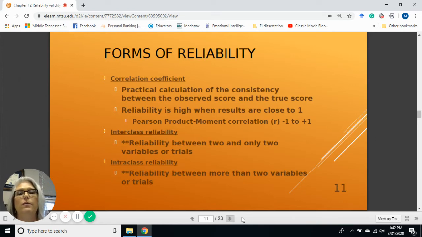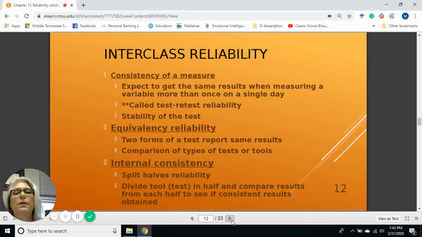Then we have the guy on the video who was talking about interclass reliability and intraclass reliability. And again, interclass is two and only two variables. In intraclass, we have more than two. That's the difference between those. Okay. And then we have consistency of the measure. That's called test-retest reliability. And we want that to be high. We want that number to show good test-retest reliability, and that improves the stability of the test.